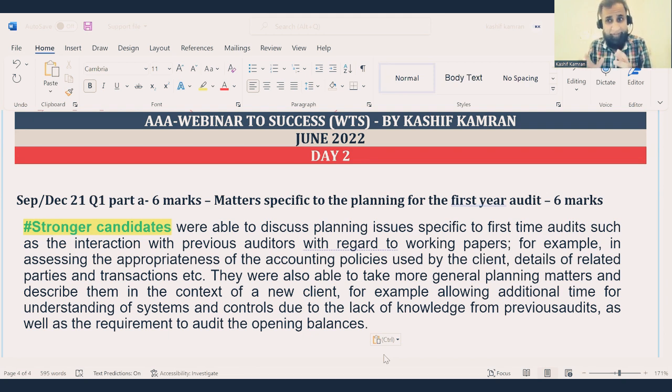So there is a big difference between the client screening procedures and the planning matters. I hope you're clear with that, Abhishek. That's what the examiner is telling us: disappointingly, many students struggled completing this answer or didn't attempt it at all. I hope you're clear, right? So what is the question asking? Matters specific to the planning of the first year audit.